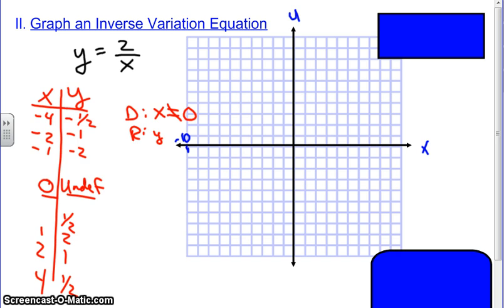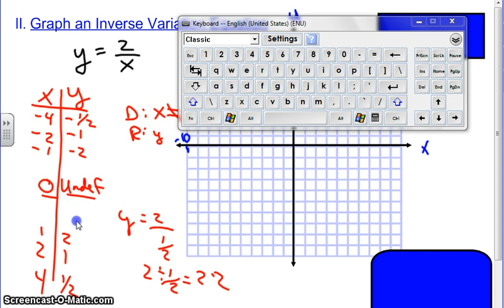When you plug in 1/2, you get y equals 2 over 1/2, or 2 divided by 1/2, which is 2 times the reciprocal. The 1/2 is the input. It goes here. And we got 4 out. Okay, let's go with a smaller fraction.